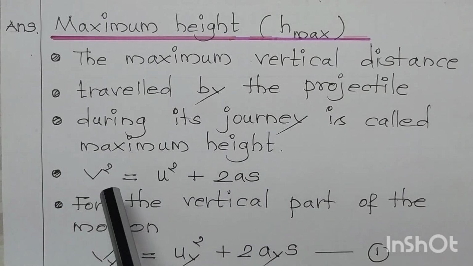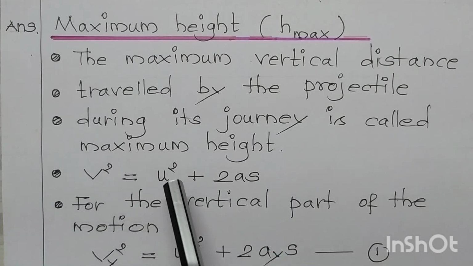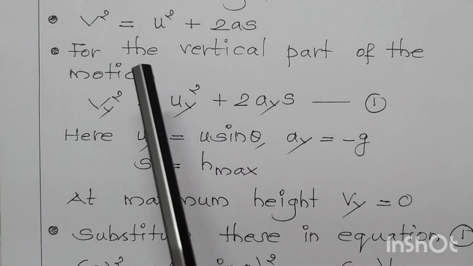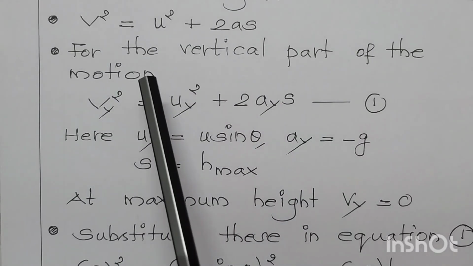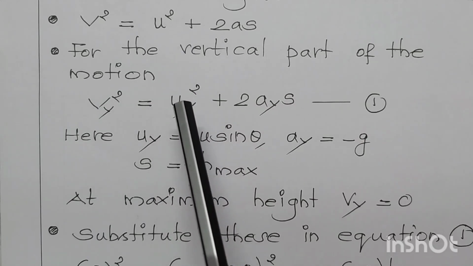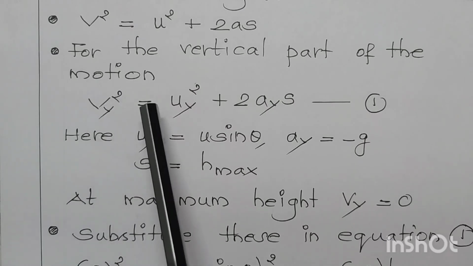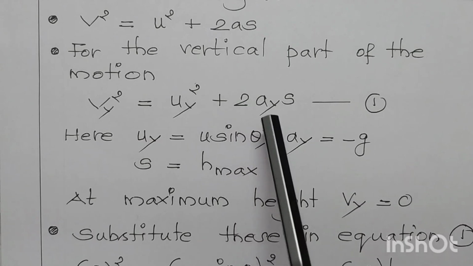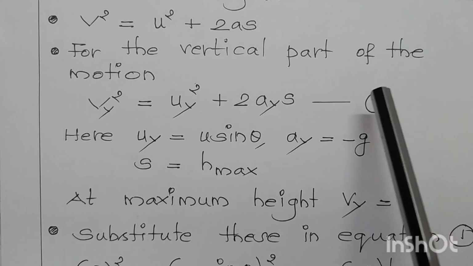For that, let us take Newton's third equation of motion, which is nothing but v squared is equal to u squared plus 2as. Now, for the vertical part of the motion, let us rewrite this equation in this form. Vertical part of the motion takes place in the y-axis. So let us rewrite this as v subscript y squared is equal to u subscript y squared plus 2 a subscript y s. In this way let us write it, and let it be equation number 1.